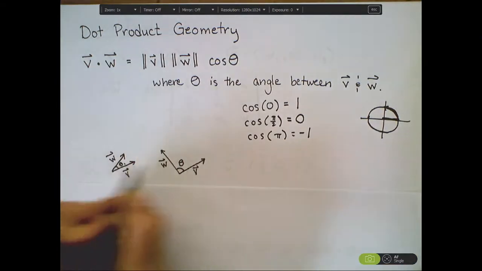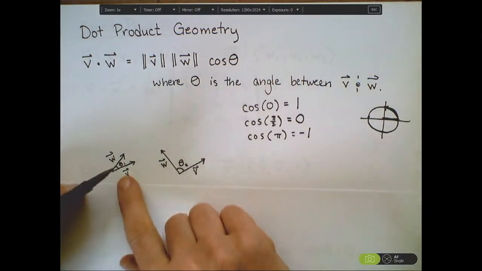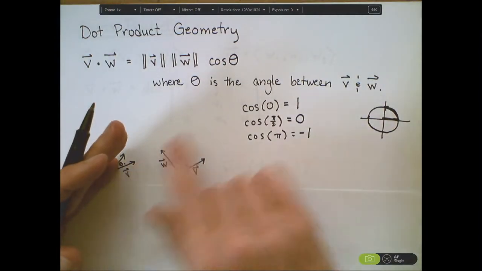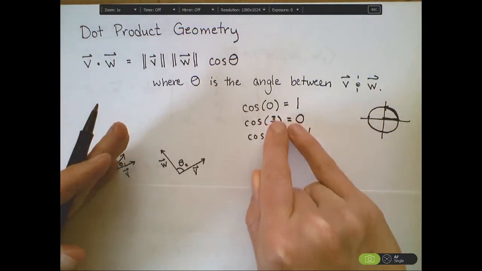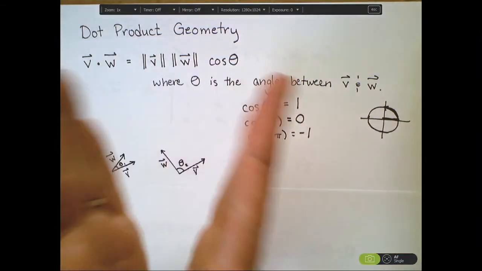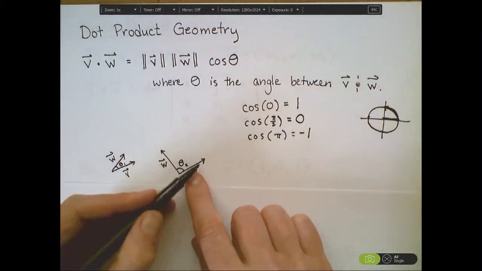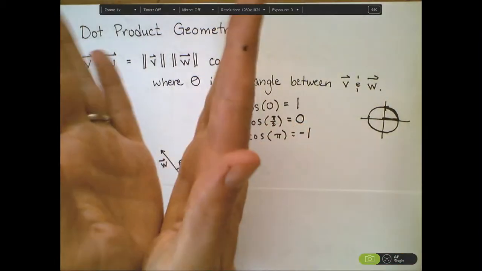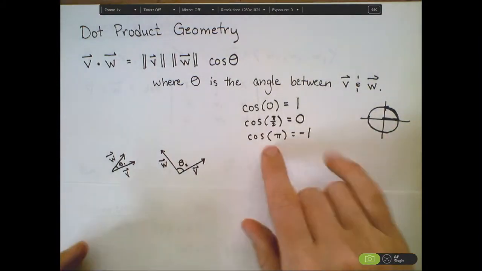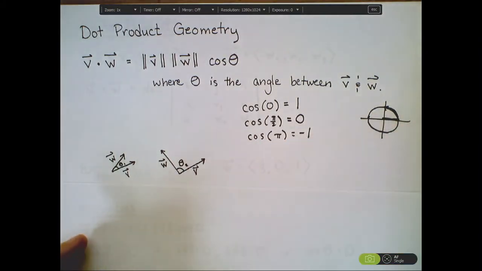Here's my theta 1, here's my theta 2. As this angle is small, my dot product is going to be positive. As the angle gets bigger and approaches 90 degrees, right at 90 degrees, the dot product is going to be 0. And then as the angle continues to open up, the dot product becomes negative. What are some implications of this?